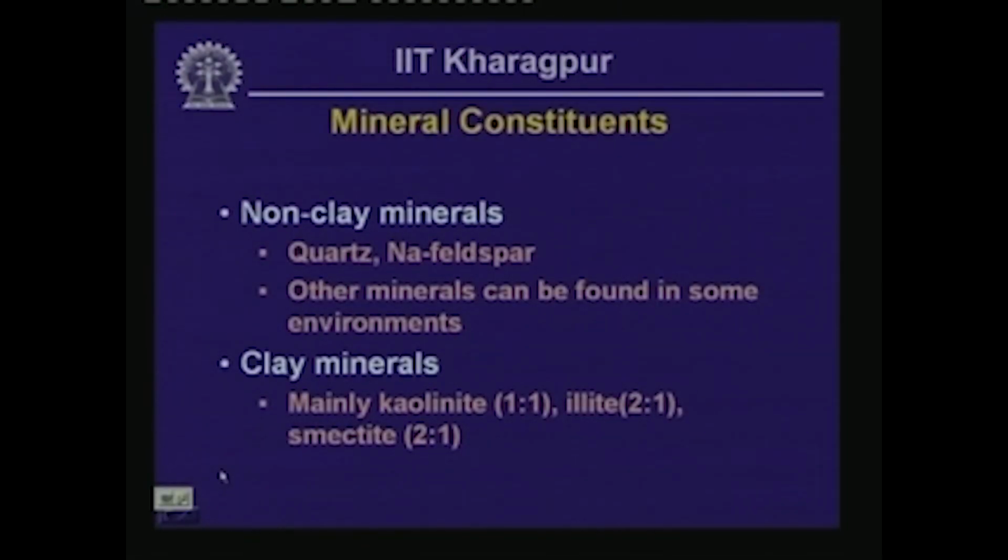All right. So the mineral constituents of soil could be clay minerals or non-clay minerals. The most abundant non-clay minerals include quartz and sodium feldspar, whereas the most abundant clay minerals include kaolinite, illite and smectite.